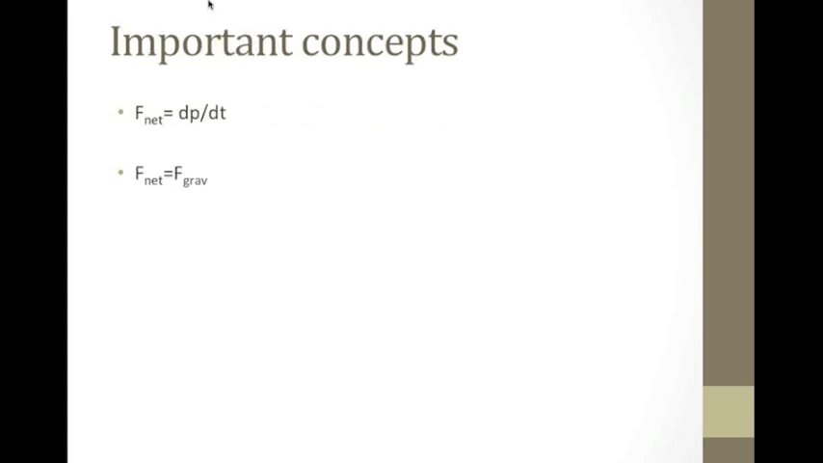experimentationally. And so important concepts to know is that F net equals dp over dt, and that's basically just Newton's second law rearranged. And F net in this case equals F gravity because we're not considering any other forces, only the force of gravitation, which is acting on the star by the black hole.